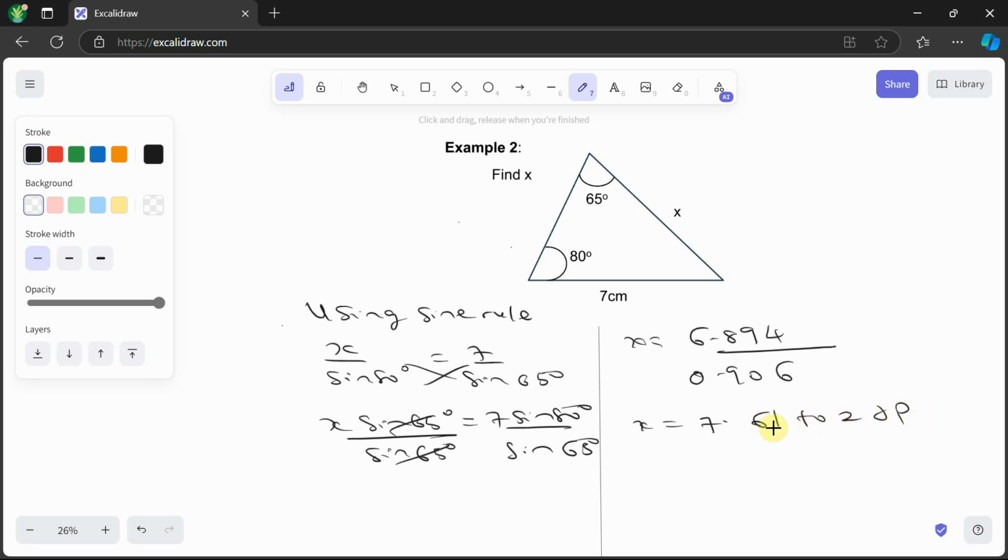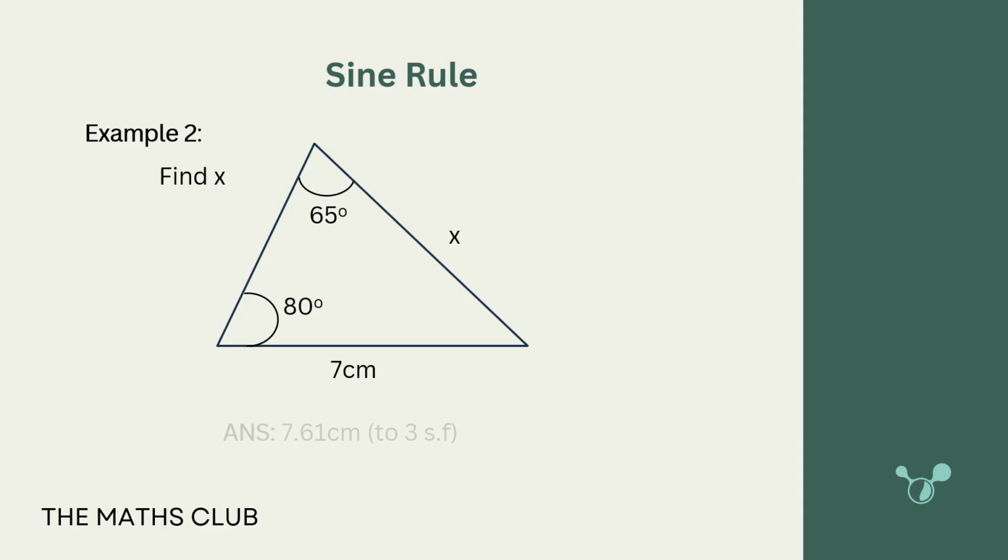So 7.61 what? This is actually a trick. You must put the units. So 7.61 centimeters. If you don't put the centimeters, you will lose marks. So I could just write and say x is equal to 7.61 centimeters to 2 decimal places. Always take note of the units of measurements.